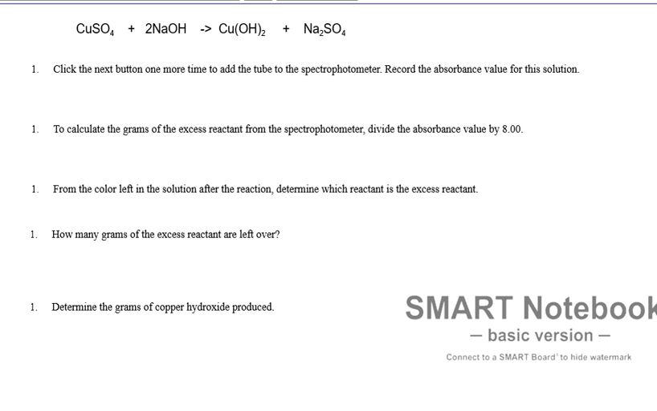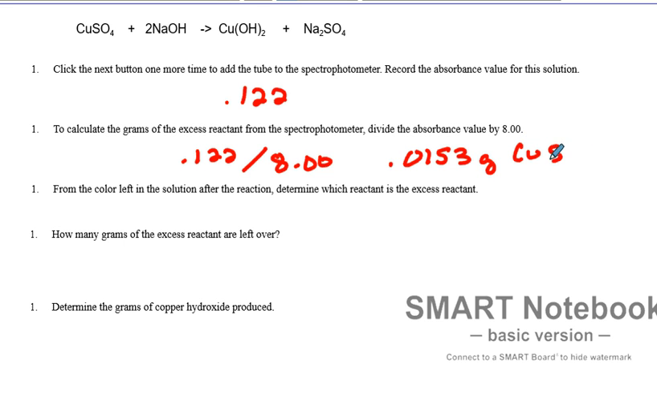Okay, so now we're moving to our data sheet here. We need to record our value for the absorbance, and that was 0.122. So we'll record that right here, 0.122. To calculate the grams of the excess copper, we're going to take 0.122 and divide that by 8.00, and that's going to give us 0.0153 grams, and that's really copper sulfate that's left over.